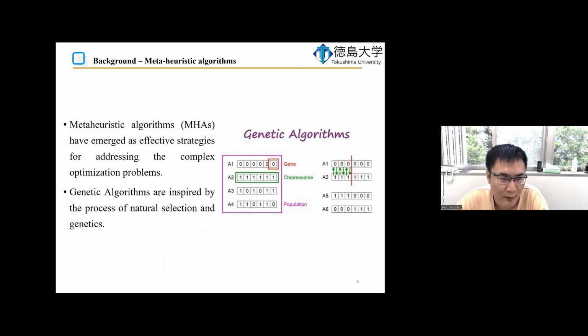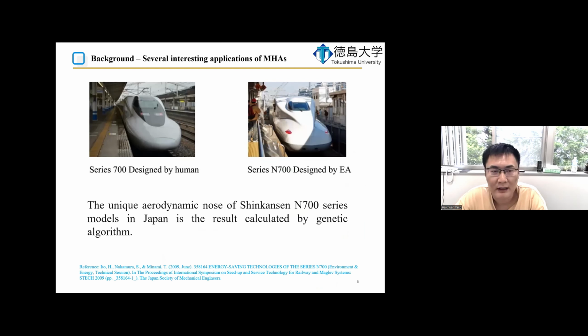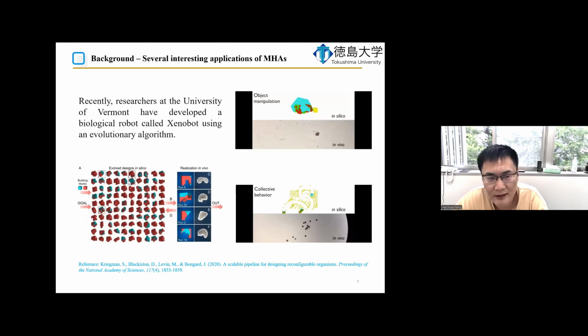Meta-heuristic algorithms have emerged as effective strategies for addressing complex optimization problems. Genetic algorithms are inspired by the process of natural selection and genetics. So here are some interesting applications of the meta-heuristic algorithms. The unique nose of the Shinkansen N700 series models in Japan is the result calculated by a genetic algorithm. And recently, researchers at the University of Vermont have developed a biological robot called Xenobot using an evolutionary algorithm.